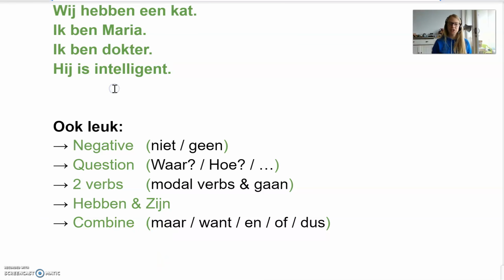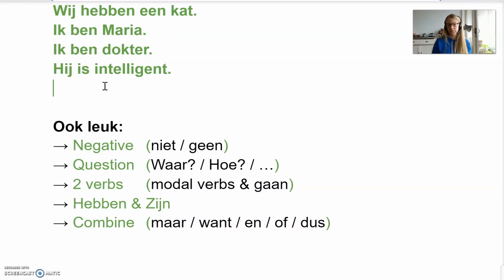And last but not least, you can combine two sentences with these connectors, or the correct grammar term is conjunctions. But I can also call them gluing words, because these conjunctions glue two sentences together. So maar means but, want means because, en means and, of means or, and dus means so. This will all be in the document that I will upload to my website. Don't worry if you don't follow or remember all of this, because I'm giving you a lot of info. These are just so you have something to look forward to, so you will be able to make more complex sentences, which I think is fun.